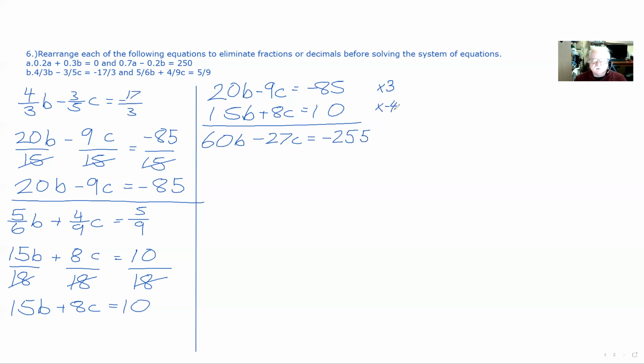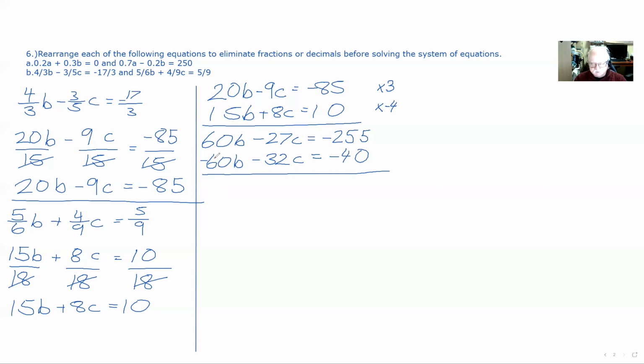So let's do this one. 4 times 15 is 60, but it's a negative 60b. 4 times 8 is a negative 32c, and negative 4 times 10 is a negative 40. So now we can add the two equations together. Our b's cancel out, which is what we wanted.